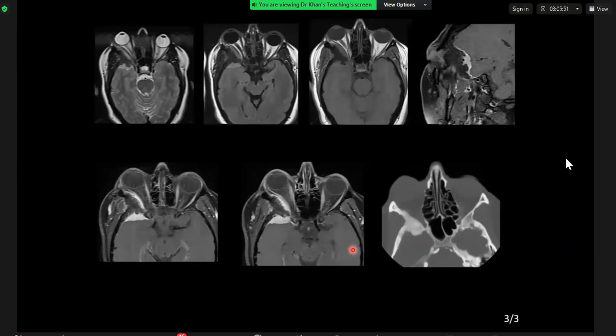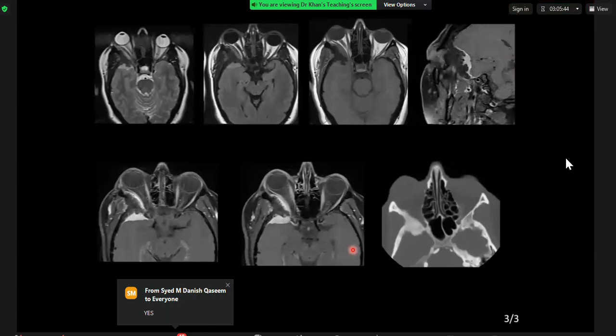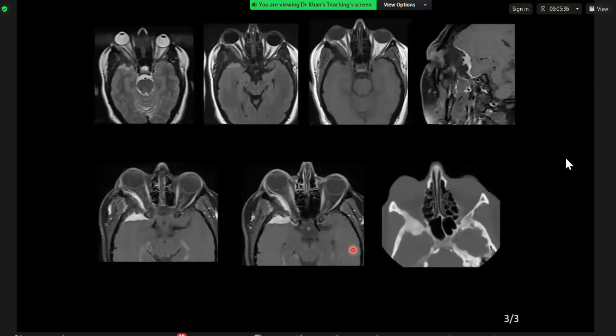And so what is your conclusion? So I think that this can be... I haven't seen such a meningioma before, but it is enhancing. It is along the bone. It is extra-axial. There is some dural tail as well. So this can be a meningioma, I think.